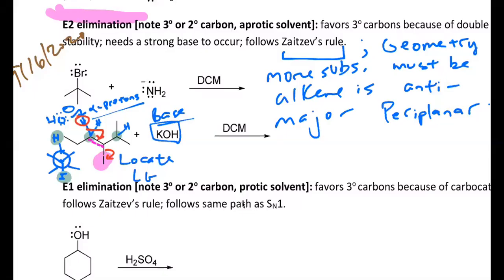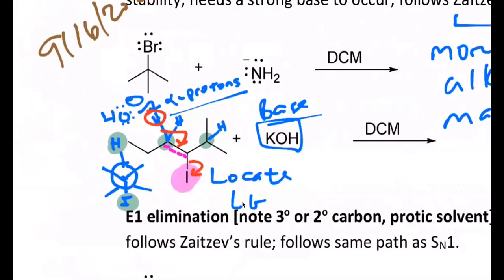So when we talked on Wednesday, we talked about product elimination, and we talked about how to approach elimination problems. We talked about finding the leaving group and then finding the alpha hydrogens, because that's where the reaction is going to take place. And we also talked about the geometry, the anti-periplanar geometry and all that.